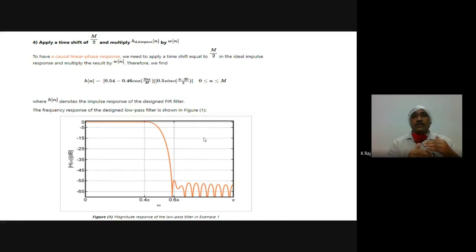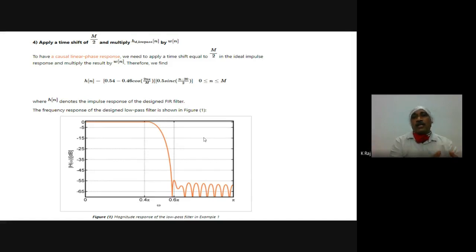If these responses are within the permissible range, it's okay. Otherwise, there is a need for modification. And how will the modification take place? First, we will try to change the value of M. In order to enhance the performance of the filter, we have to increase the value of M. And if we are not getting the required limit of the permissible range by enhancing the value of M, naturally we have to select another type of window. Again, we will go to the requirement, and according to the requirement, we will select the window.